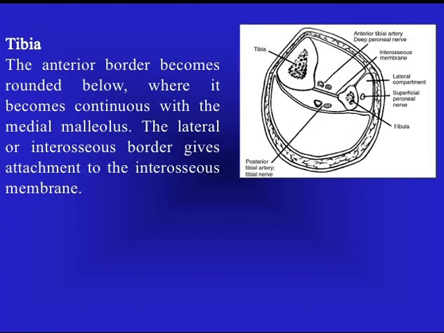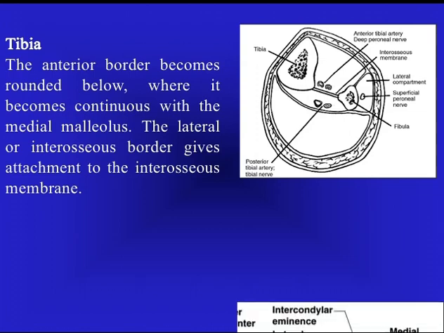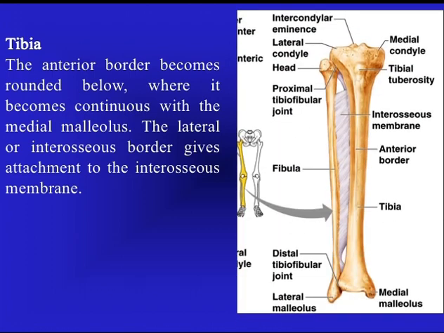The anterior border becomes rounded below, where it becomes continuous with the medial malleolus. So the anterior border distally and medially forms the medial malleolus. The lateral or interosseous border gives attachment to the interosseous membrane. This is the tibia, which is triangular in shape, containing the anterior border, lateral border, and medial border.